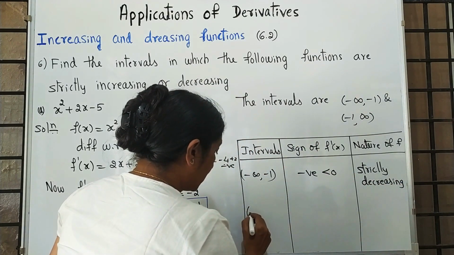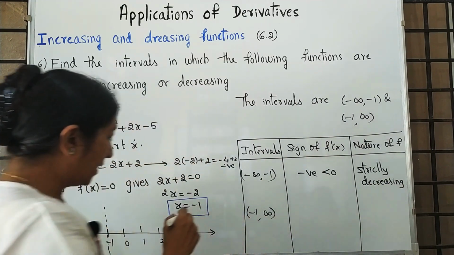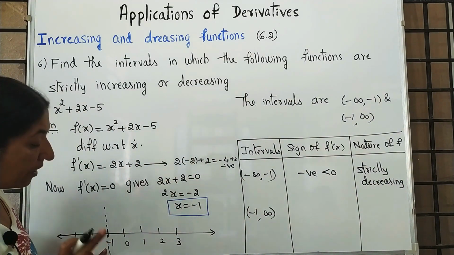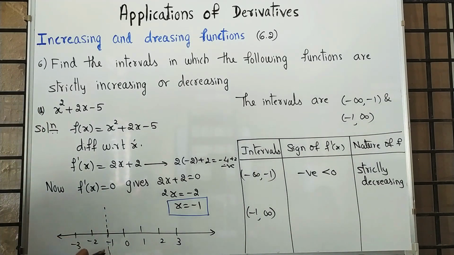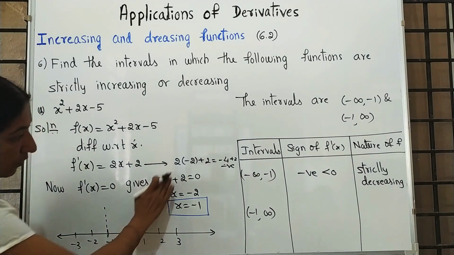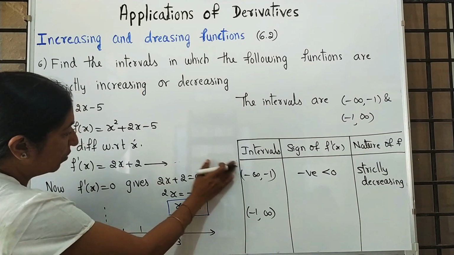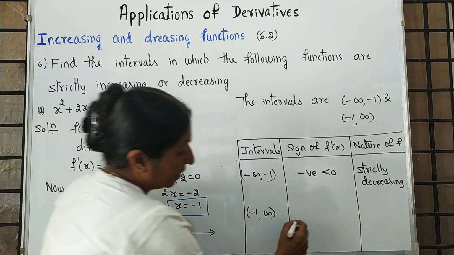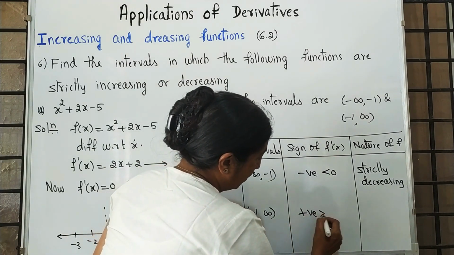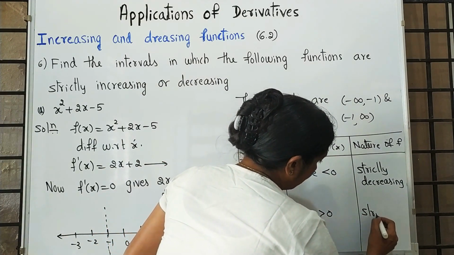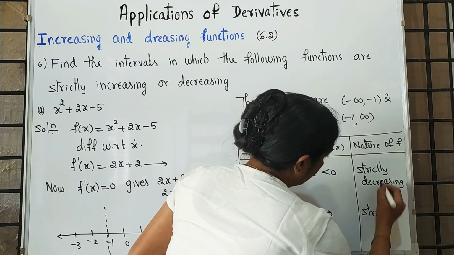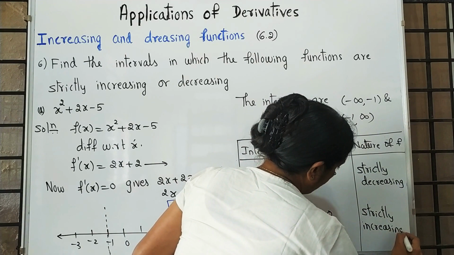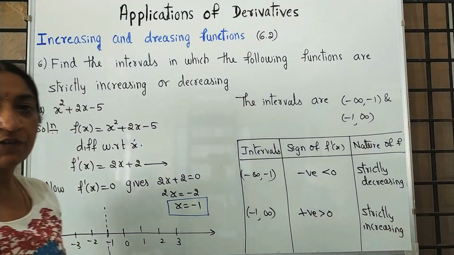Next, minus 1 to infinity. In the interval minus 1 to infinity, keep the number line as it is. That number line helps to write the value. Select a value. I am taking 0. When you take x as 0, 0 plus 2 is plus 2. It is positive. If the first derivative is positive, it means it is strictly increasing. This is the first question.